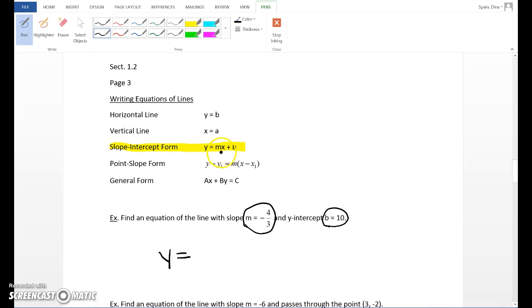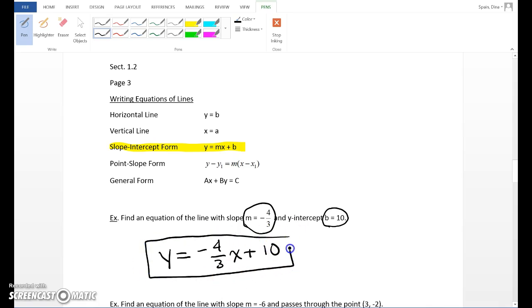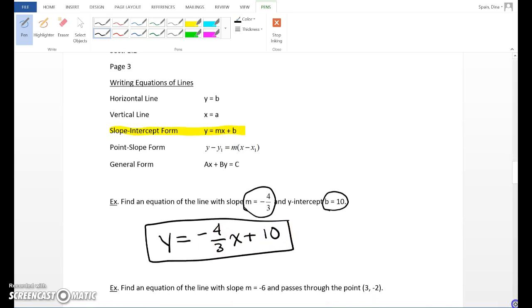Alright, y equals, the m is -4/3. You have to put the x in there, that's the independent variable. Plus the b, and they flat out gave you what b was. Normally, you're going to have to do some work, like all the other examples I'm going to show you. But anyway, if they give you the m and they give you the b, all you have to do is plug those in. That's kind of a silly example.